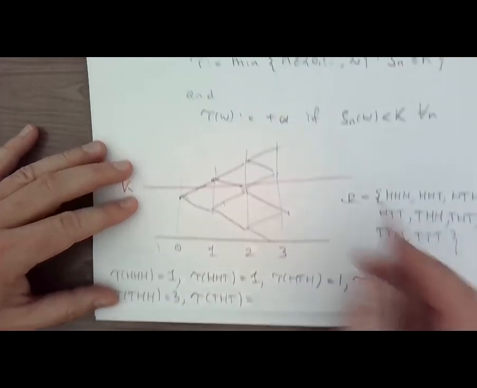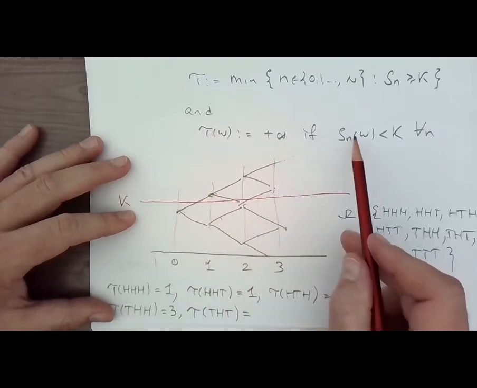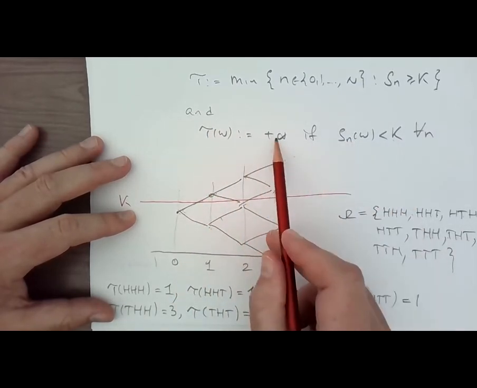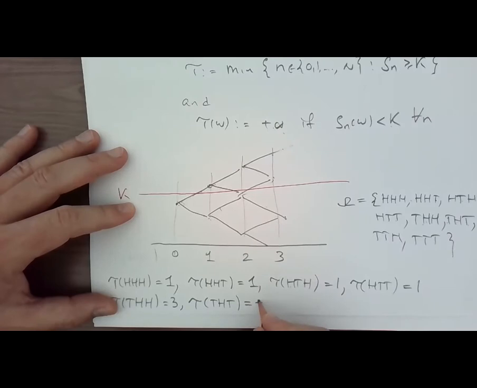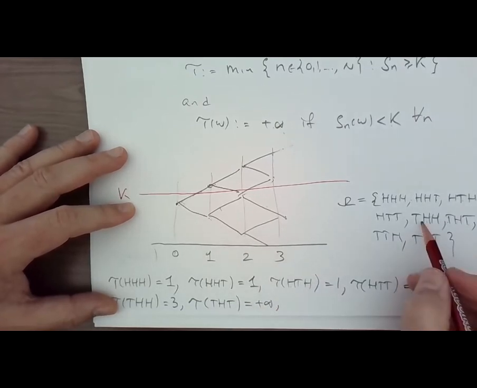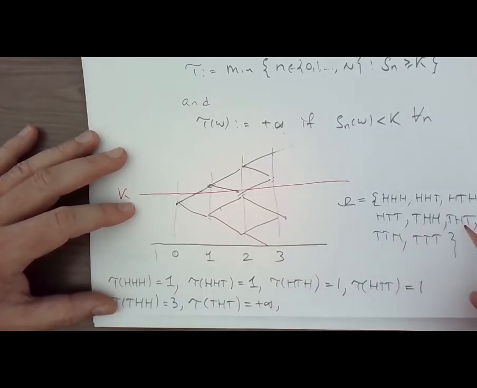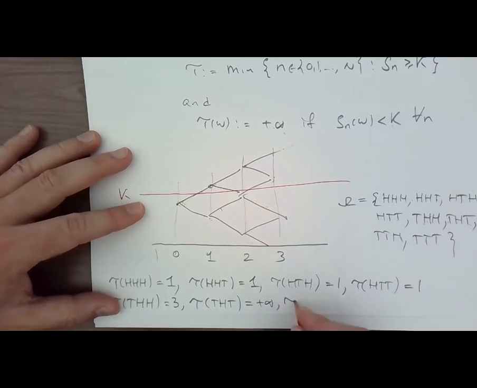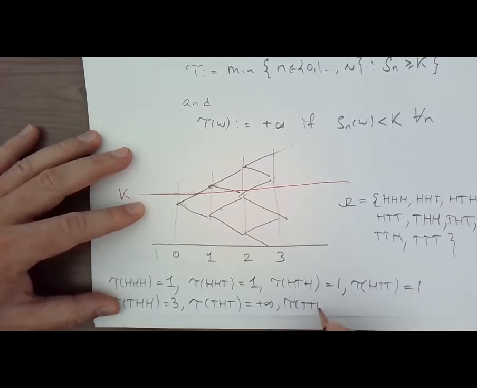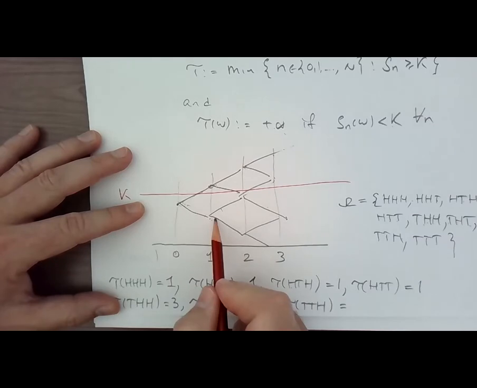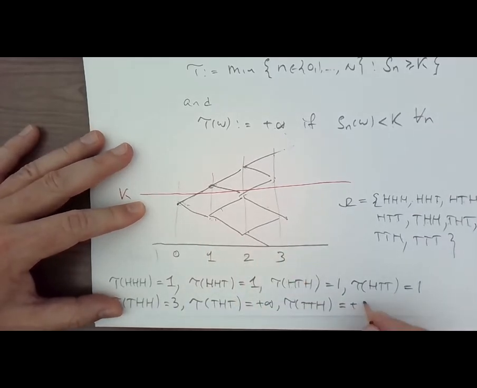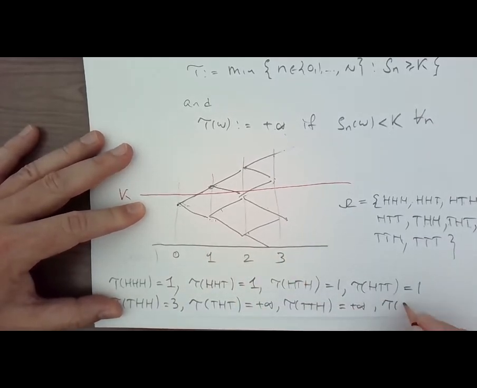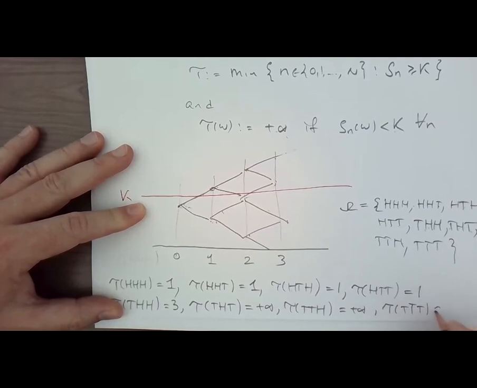Is it infinity for that? We didn't. So if we're below at all the times, then we put it to be plus infinity, right? And so that was that guy. Then we have these two, tails, tails heads. So we go down. We didn't hit it. So it's plus infinity. Tails.